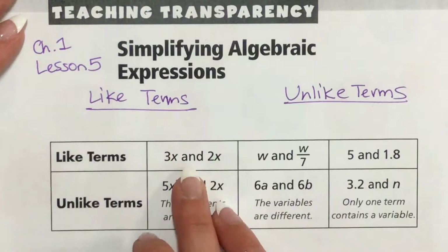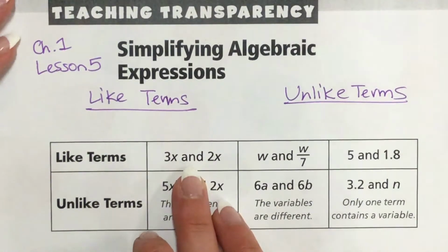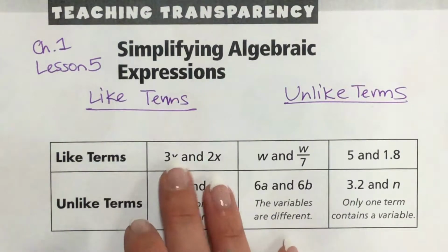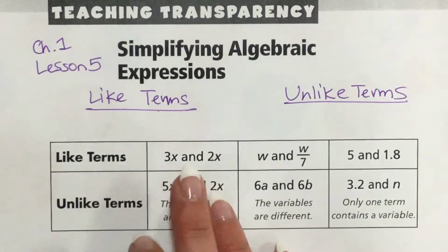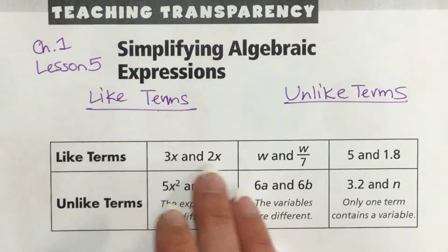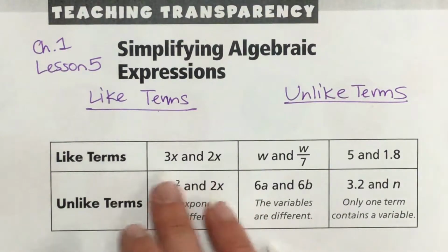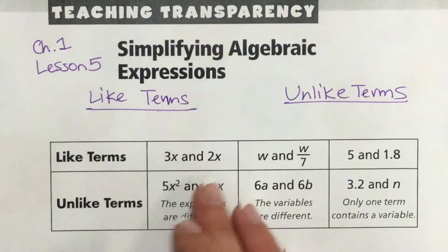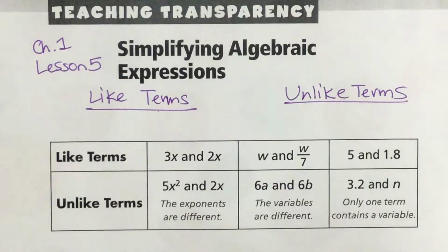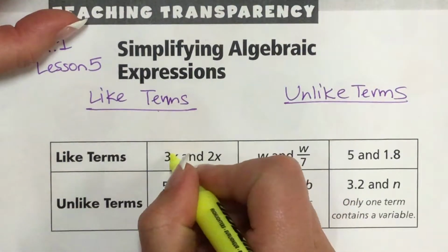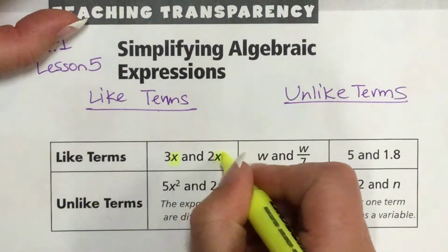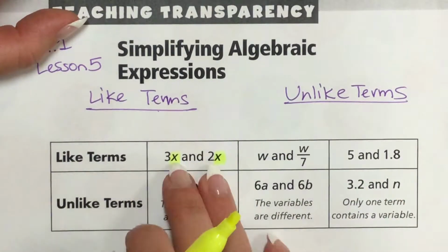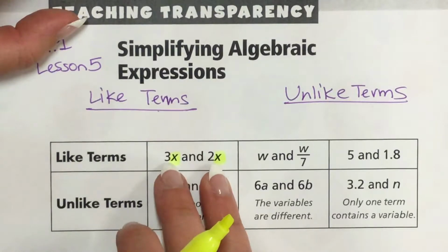So like terms have the same type of variable. So here, 3x and 2x, those are like terms. And with like terms, you can combine them, but we're not going to do that right now. Let's just identify what is a like term and what is an unlike term. So here, they both have an x, and so that is a like term.